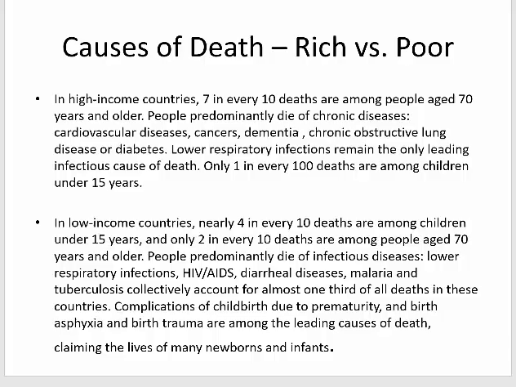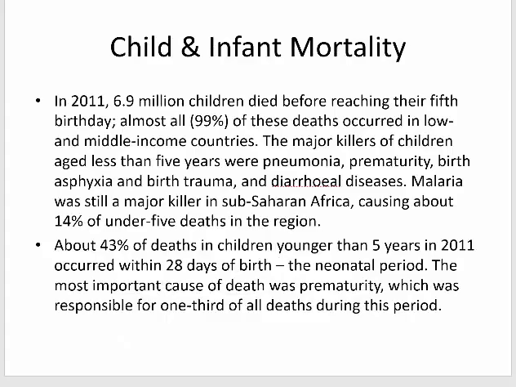Okay, let's look at child and infant mortality. Infants are typically below 1 year of age, children after 1 year of age. Child and infant mortality has gone down a lot in developed or rich countries during the last 50 years. However, it still remains fairly high in developing countries, countries that are poorer. And many of these are in sub-Saharan Africa.